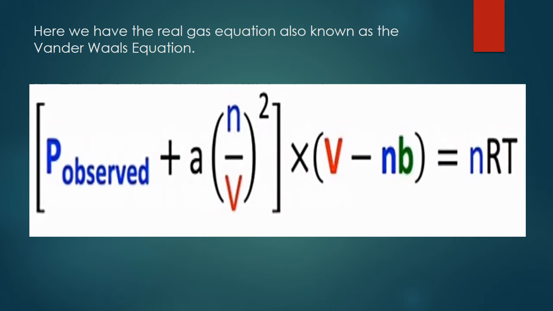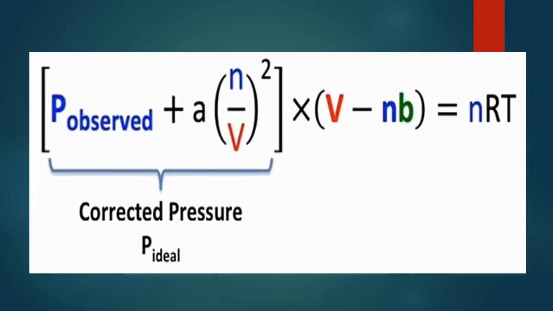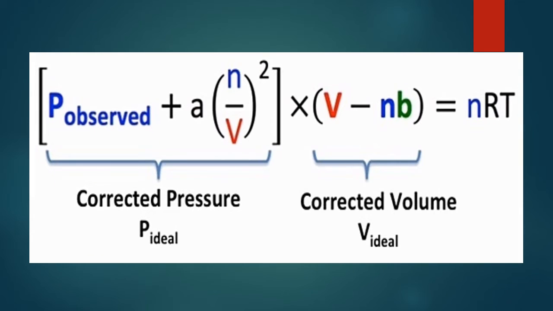So here we have the real gas equation, also known as the van der Waals equation. We have here (P observed plus a times n over V raised to 2) times (V minus nb) is equal to nRT, where P observed plus a times n over V raised to 2 is the corrected pressure or P ideal, and V minus nb is the corrected volume or V ideal.